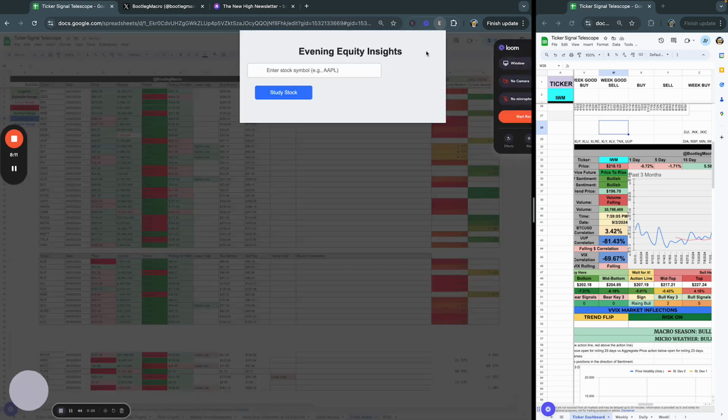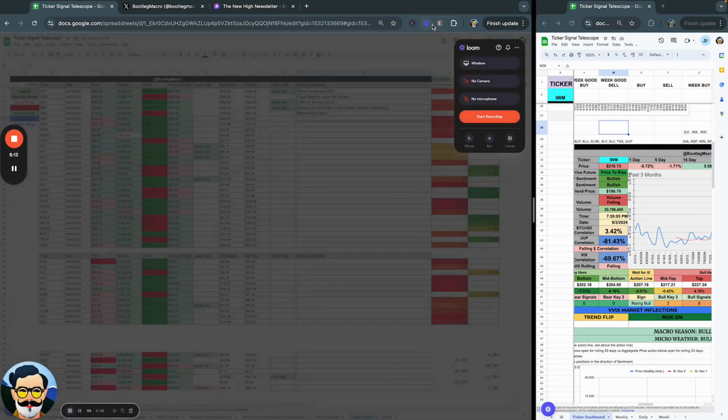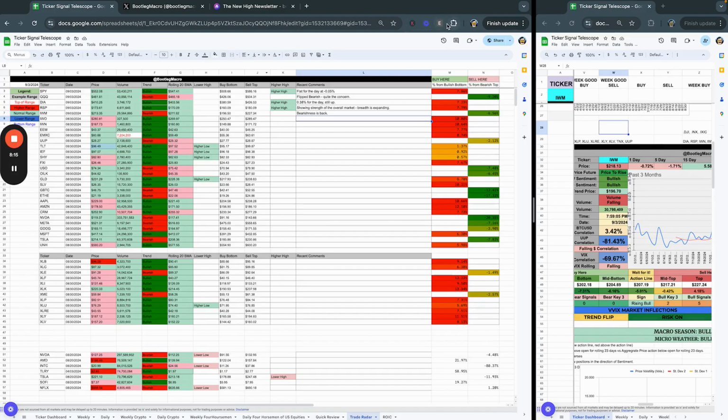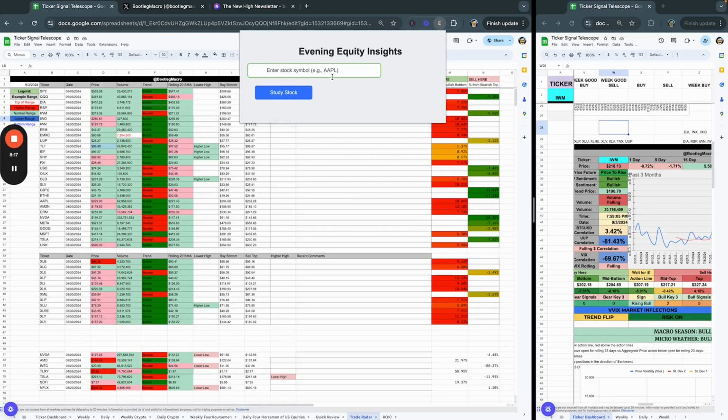If we look at IWO, let's go ahead. Oh, we're already recording. We don't need to record more. There's no need to record more. We're already recording. Let's go to IWO.